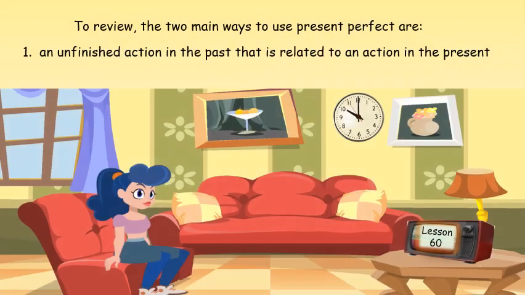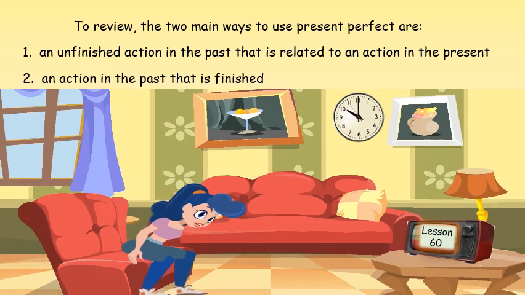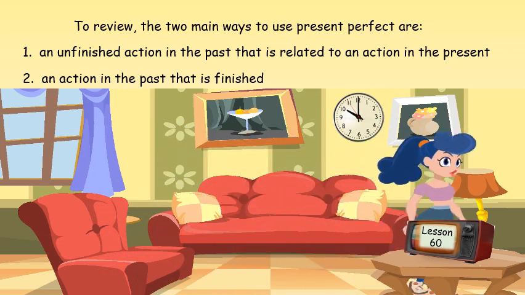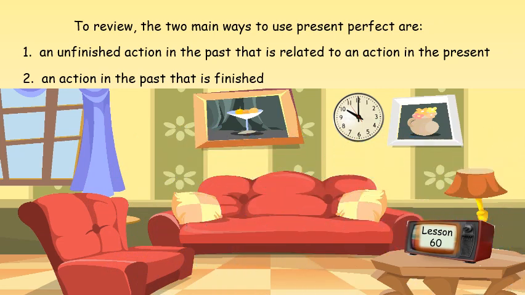To review, the 2 main ways to use present perfect are 1. An unfinished action in the past that is related to an action in the present. 2. An action in the past that is finished. I am watching lesson 60. I have watched this lesson 3 times. I am now finished. I have watched this lesson 4 times.